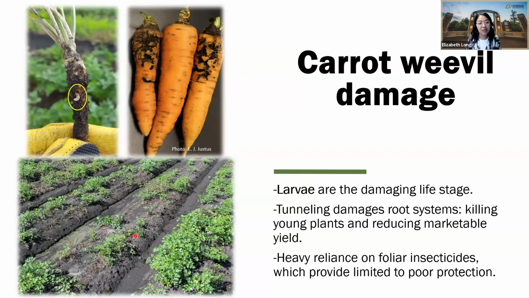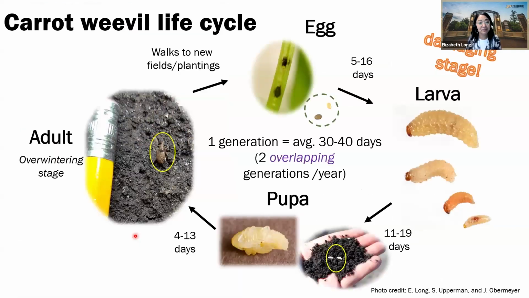And as I mentioned, there's been decades and decades of research focused on this pest. And if you look into the literature pretty closely, really what we see is that there's been a heavy reliance on foliar insecticides. And despite the new products that we have and the different strategies we have for the timing and applying these insecticides to manage this insect, we really see limited to poor protection. And so that really tells us we have more work to do, more we need to understand about this insect to improve management for the farmers and to improve their bottom line.